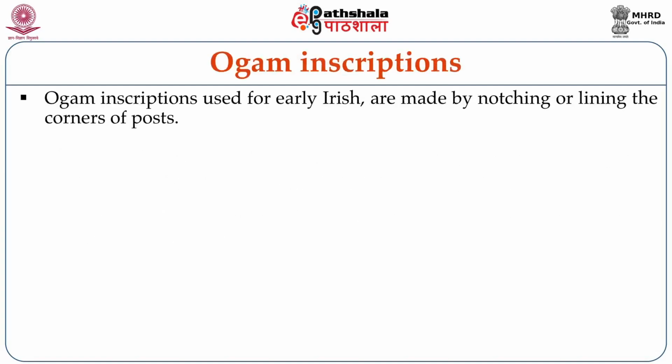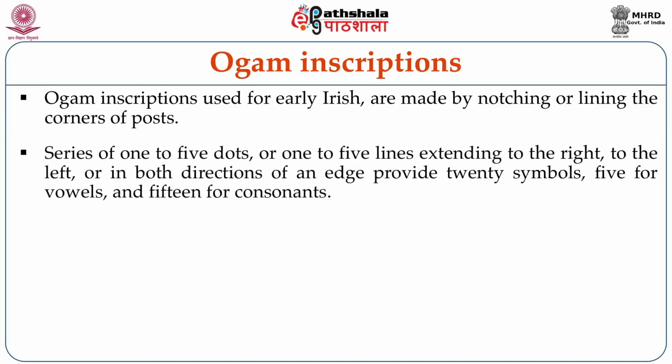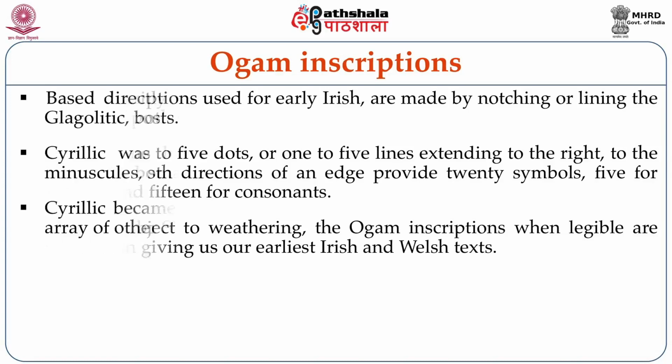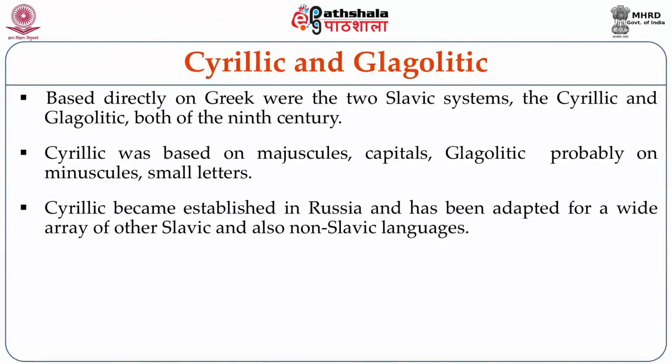Ogam inscriptions used for early Irish are made of notching or lining the corners of posts. Series of 1 to 5 dots or 1 to 5 lines extending to the right, to the left, or in both directions of an edge provide 20 symbols, 5 for vowels and 15 for consonants. Though subject to weathering, the Ogam inscriptions, when legible, are valuable in giving us our earliest Irish and Welsh texts. Based directly on Greek were the 2 Slavic systems, the Cyrillic and Glagolitic, both of the 9th century.